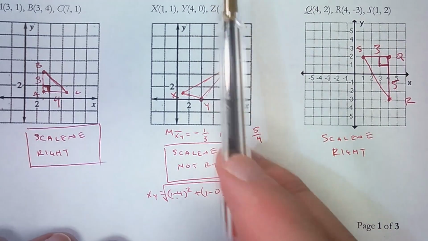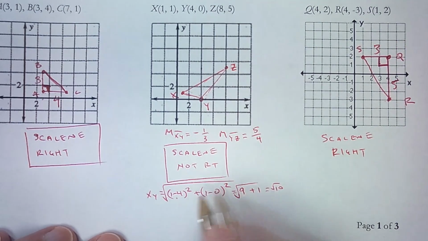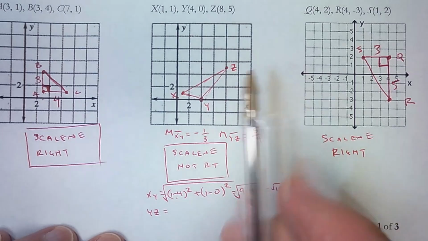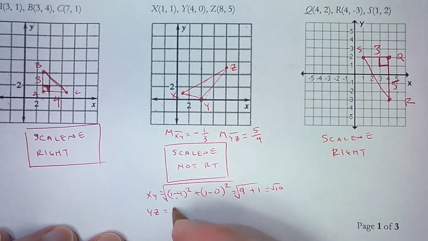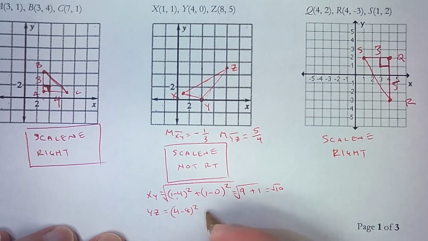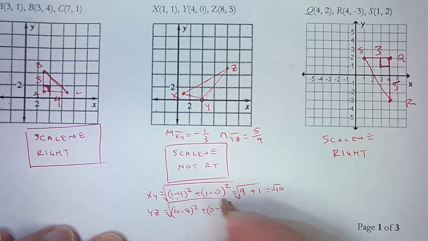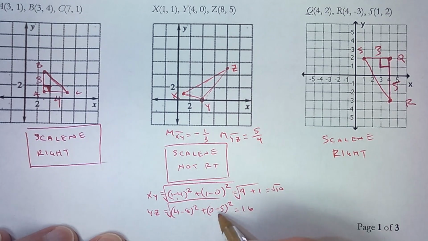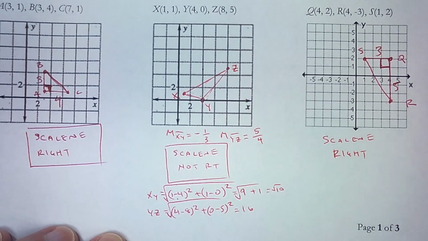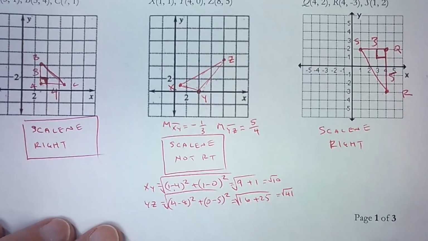Okay, now we'll do the same for YZ. So for YZ, I have 4 minus 8 squared plus 0 minus 5 squared under a square root, so that's -4 squared, which is 16. Okay, and then I have 0 minus 5, which is -5. Squared is 25. Okay, 16 plus 25, that's the square root of 41. Those two are definitely not the same.